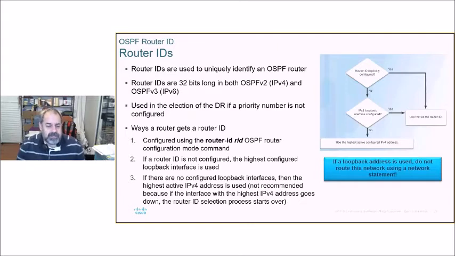And so again, loopback interfaces are a virtual thing, and so again, more reliable. Router ID, if you've gone to the trouble, we're going to use it. If not, we'll use the highest IP address number of any loopback interfaces you've got. If you don't have one of those, that's when we start looking at a physical interface, as I said before. It's not recommended because if you have a router ID and that interface then dies, yeah, the router ID selection process has to start over, and it's just not great. If you have a loopback address used, do not route this network using a network statement.